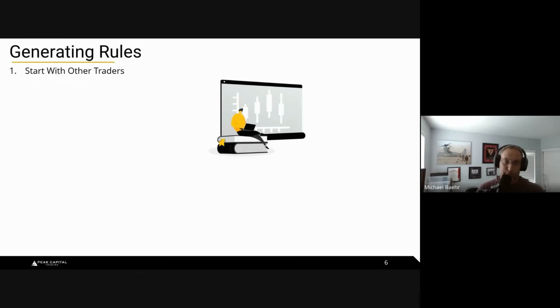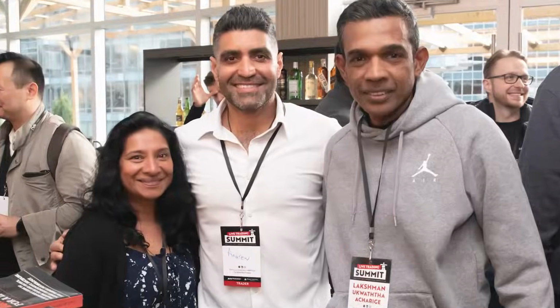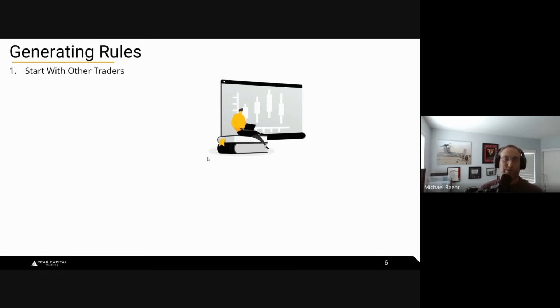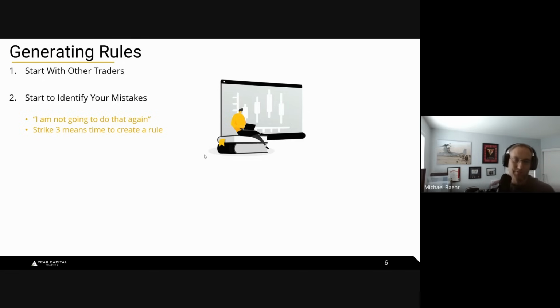Well, it's pretty simple. We steal them from others to begin with, right? You know nothing about trading, so you steal them. I did the same thing. I stole 11 or 12 or however many trading rules Andrew had in his book. I followed every one of those to start out with. Those were mine, right? But then from there, you're going to start to identify mistakes that you make, right?